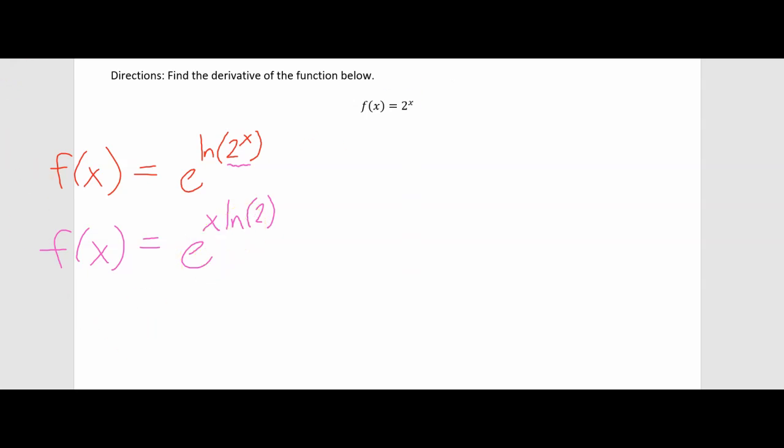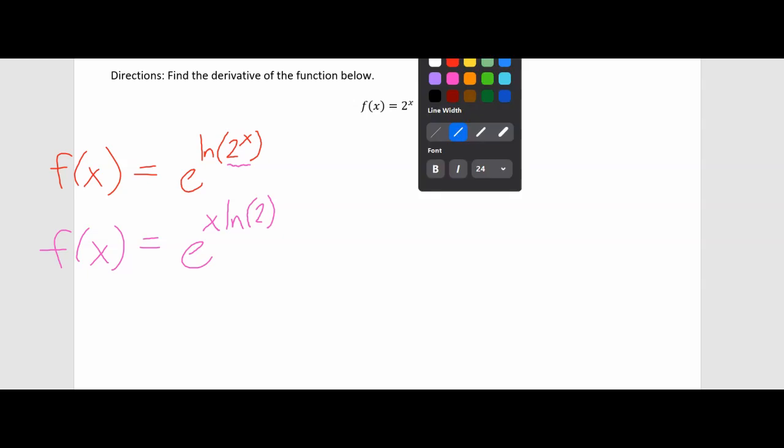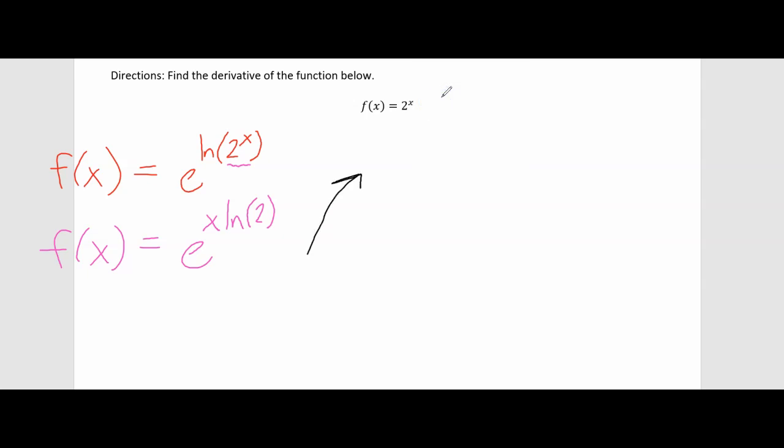Okay, so if I'm going to take the derivative, so I'm going to get f prime of x, well, this is going to be a chain rule, right? My outside function is e. When I take the derivative of e, well, nothing changes. I get e to the power of x times the natural log of 2.